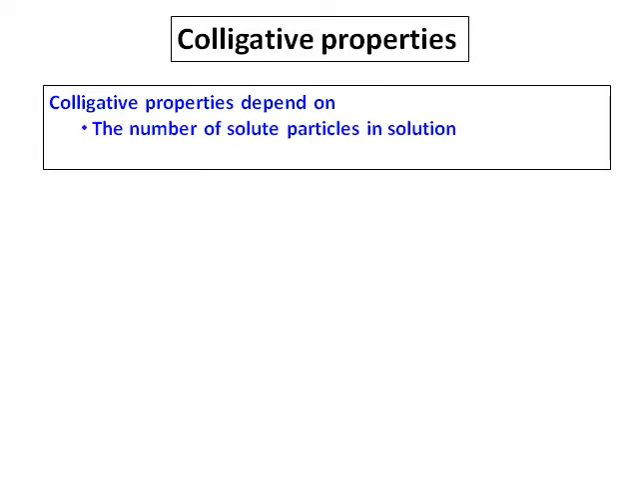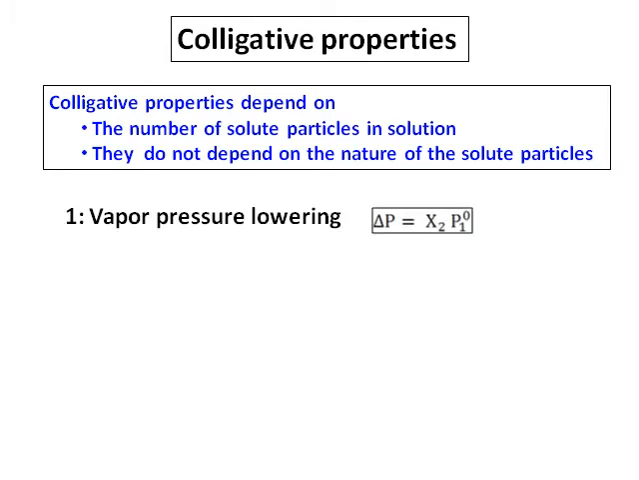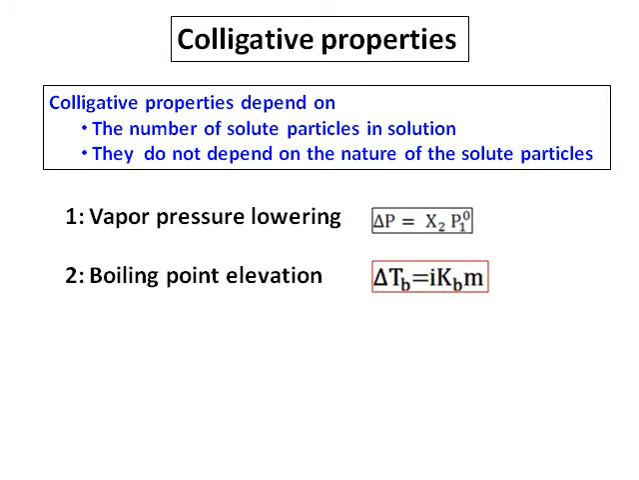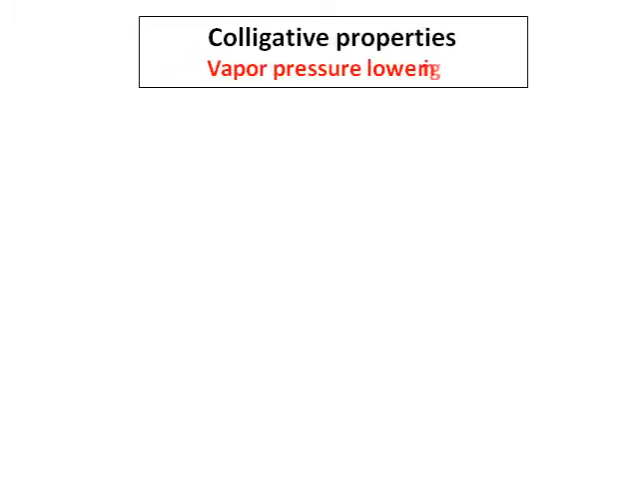Colligative properties depend on the number of solute particles in solution, and they do not depend on the nature of the particles. There are 4 colligative properties: vapor pressure lowering, boiling point elevation, freezing point lowering, and osmotic pressure. This video will focus only on vapor pressure lowering.